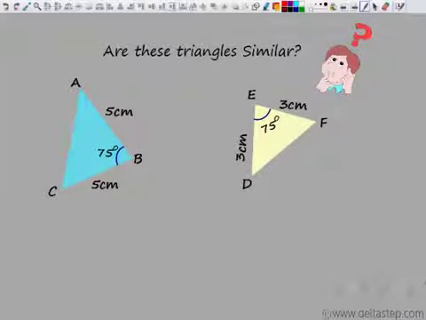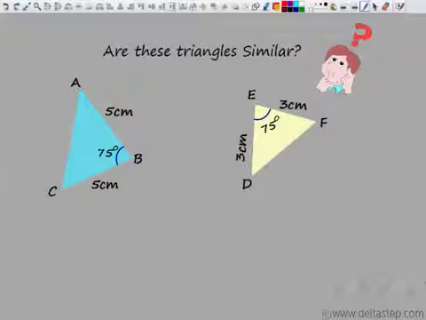Now, can you tell me whether these two triangles are similar or not? What I am given is AB, BC, two sides and one angle here. What I am given here is again two sides and one angle. I know to prove whether these two triangles are similar or not, it is sufficient to show if a pair of sides is proportional and one pair of angles which is included between the sides is equal.